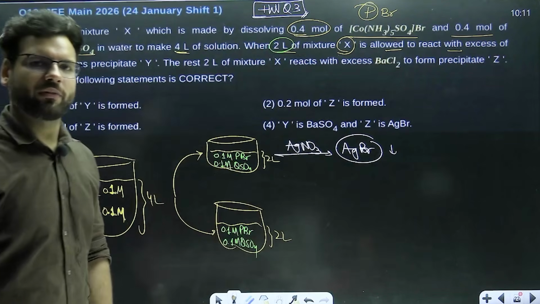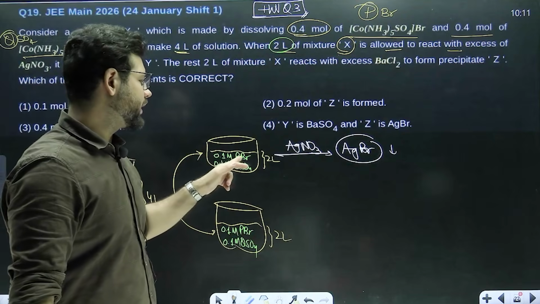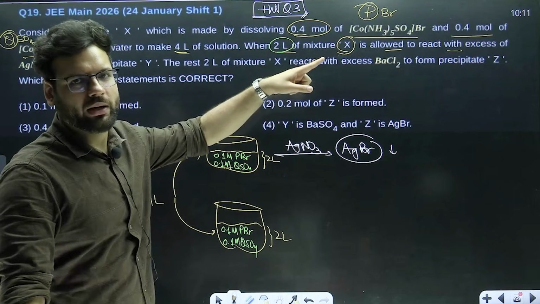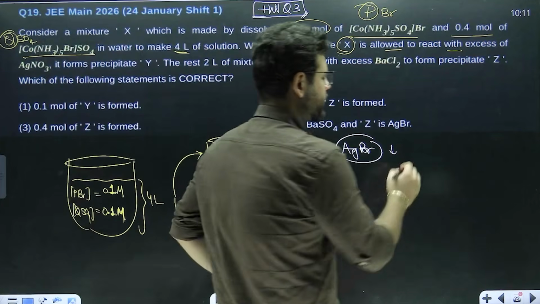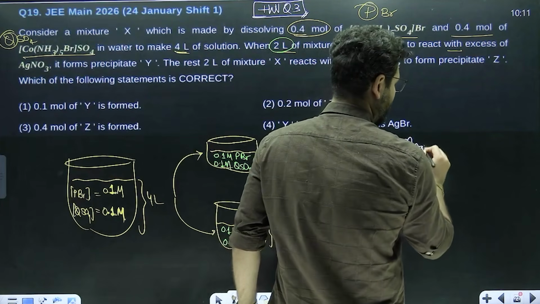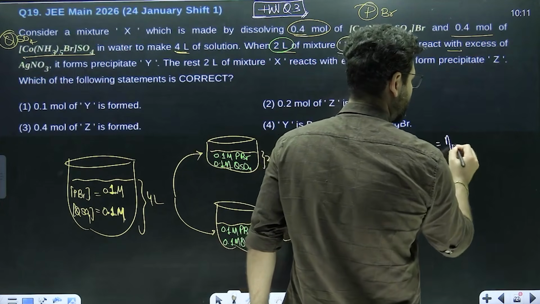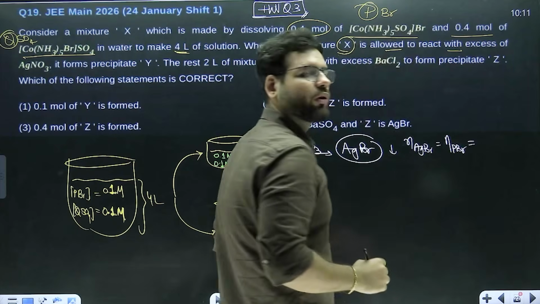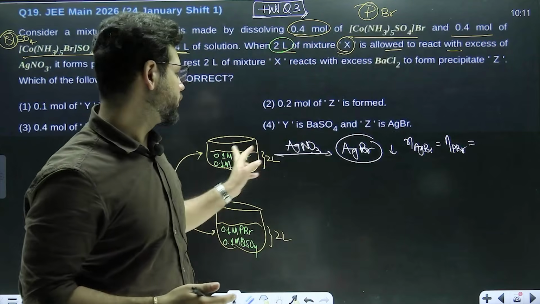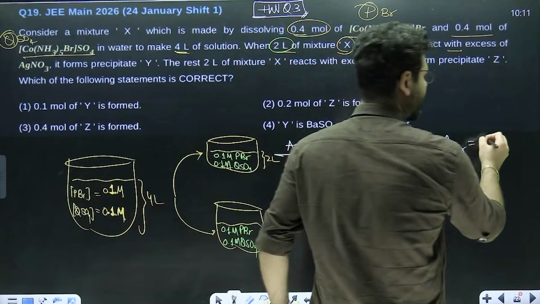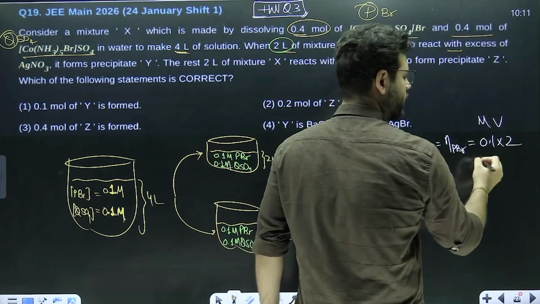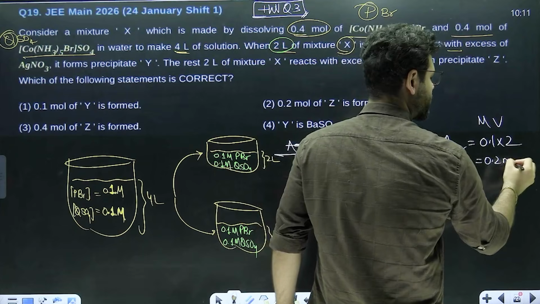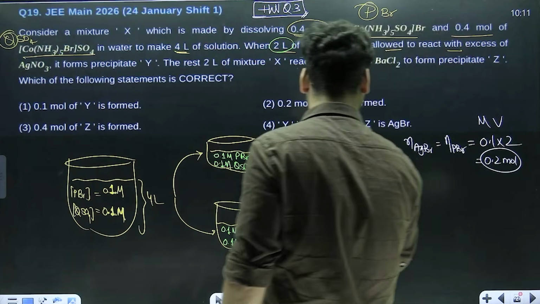How much AgBr will form? Each of these ions is giving 1 bromide outside the bracket. So the moles of complex will be equal to moles of AgBr. Moles of AgBr will be the same as the moles of PBr taken. How do you find the moles of PBr? Molarity into volume. Molarity is 0.1, volume is 2 liter. 0.2 moles of AgBr will precipitate out.